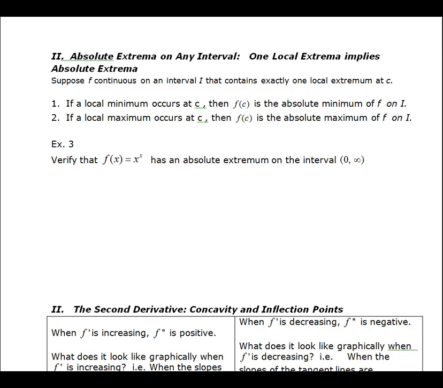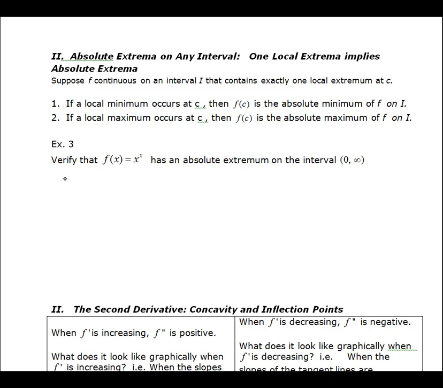Now I want to look at absolute extrema on an open interval, and this idea that if you have only one local extrema, it actually implies that it is an absolute extrema. So let's look at this example 3. We've got f of x equals x to the x, and we want to show that it has an absolute extremum on the interval from 0 to infinity. Now we've already looked at this function, and the domain of this particular function is 0 to infinity.